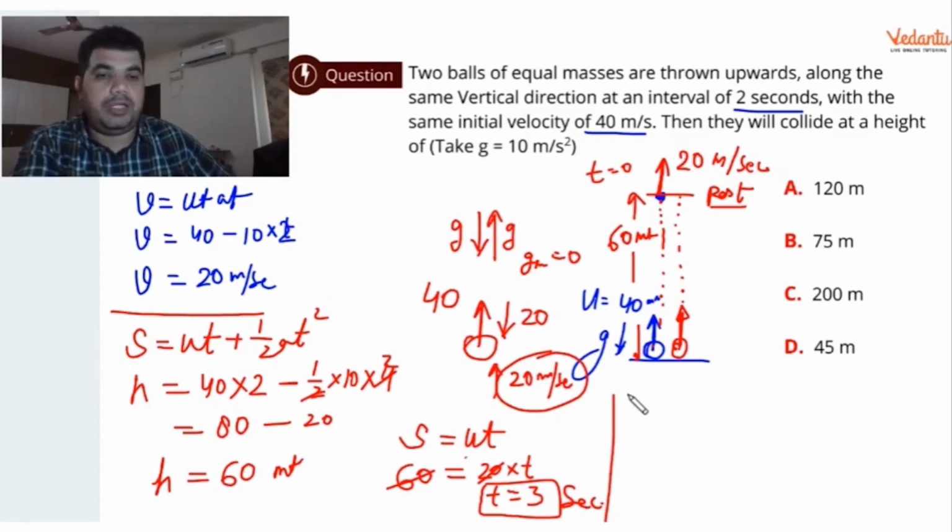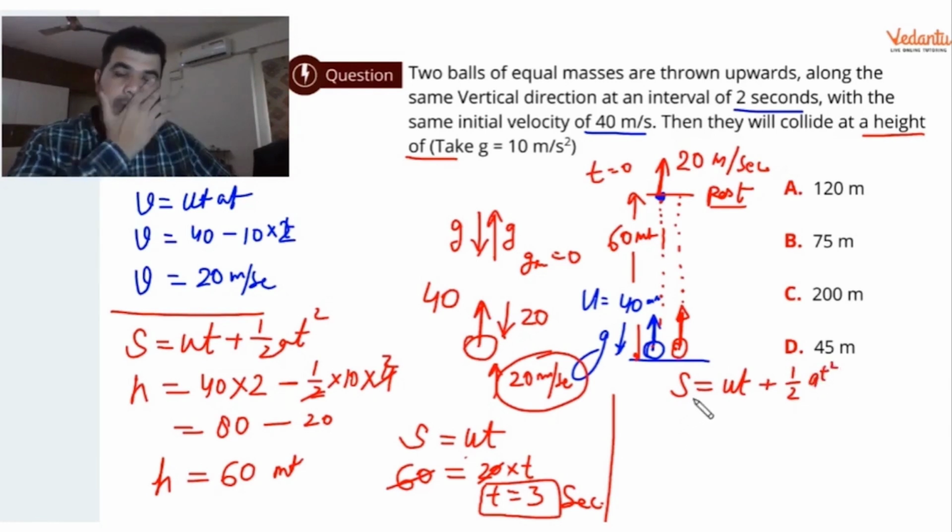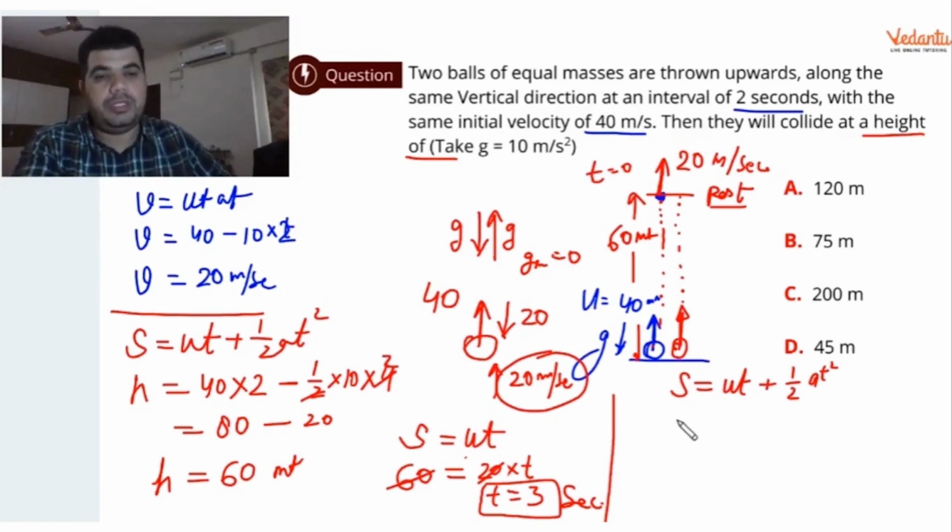Now what can we do? We have to find the distance, because you have to find where they will collide, at what height. So just find the height at 3 seconds. So you can apply S is equal to ut plus half at square. What about S? S is what you have to find, and that S you can also say H.